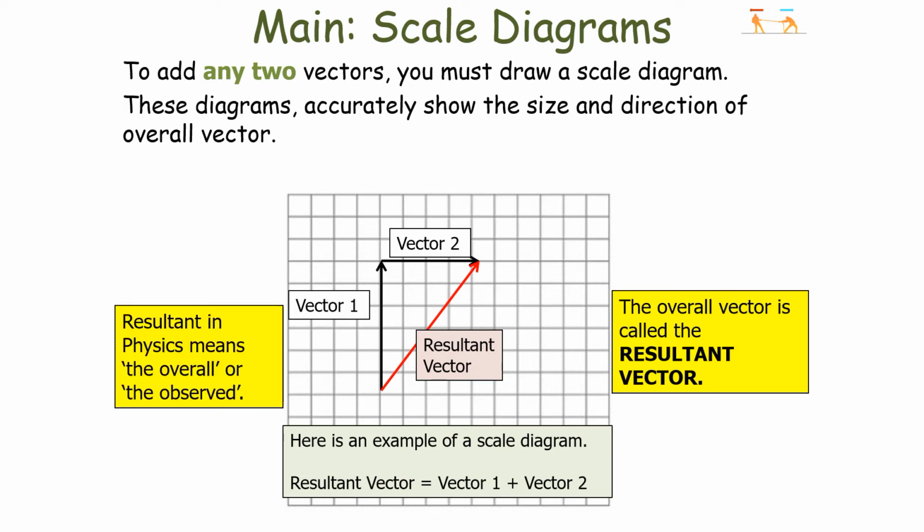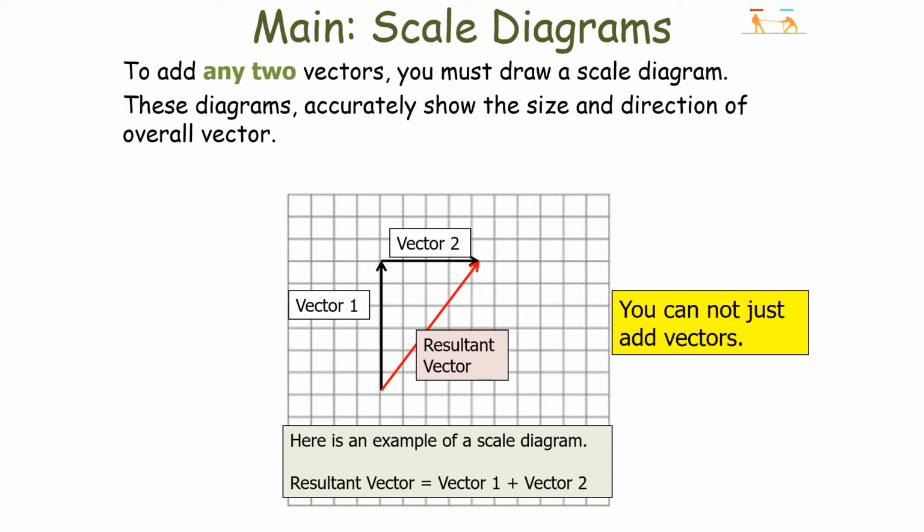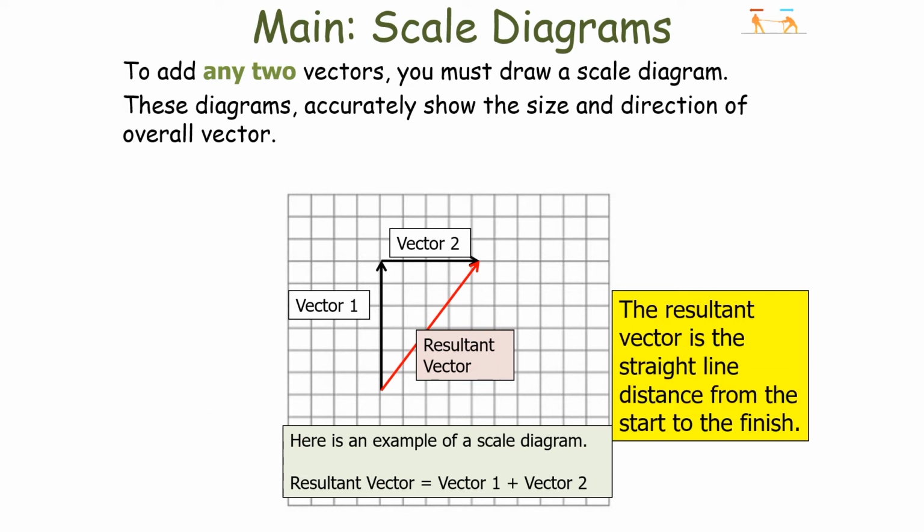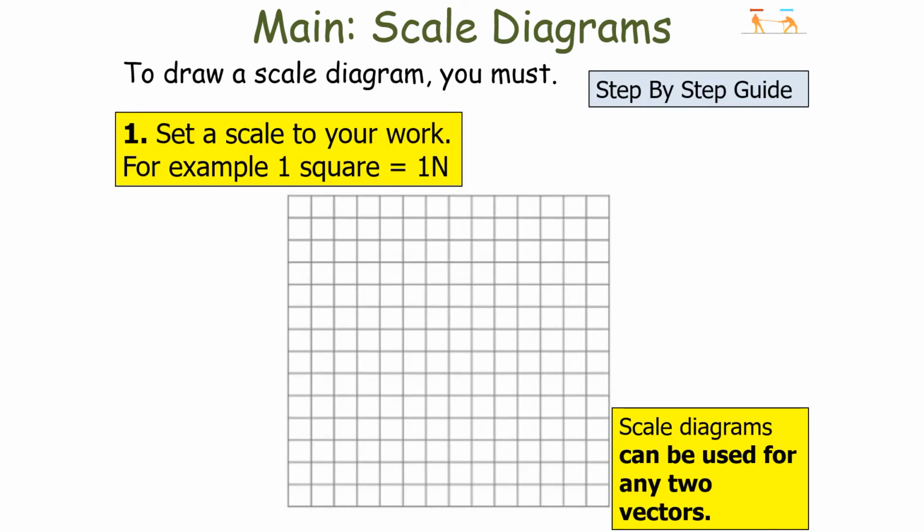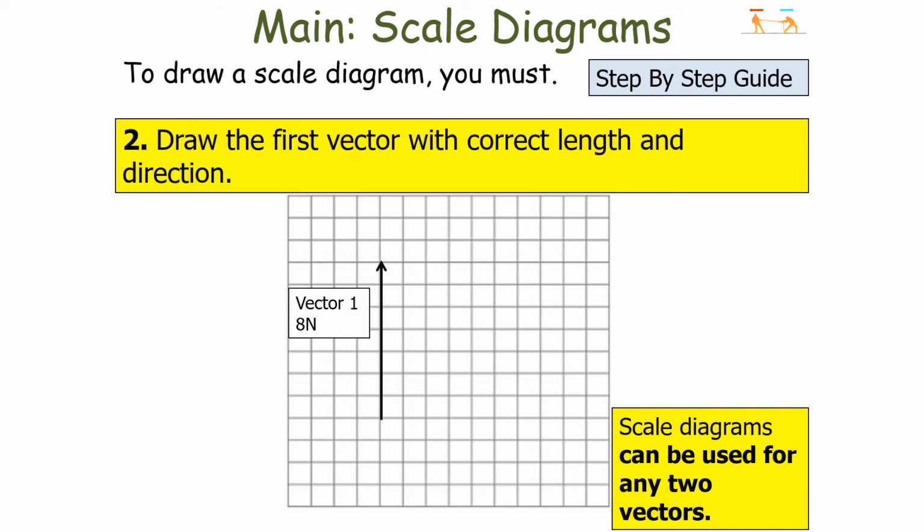Now, remember, we know that resultant in physics means the overall or the observed. So you can't just add vectors. The resultant vector is in fact the straight line distance from the start of the diagram to the finish of the diagram. So to draw a scale diagram, first thing you've got to do is set a scale to your work. So for example, 1 square equals 1 Newton. You then draw the first vector with the correct length and direction. So say for example, our first vector is 8 newtons, we will draw that to 8 squares.